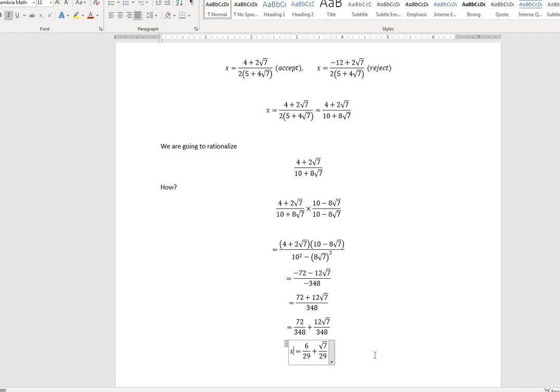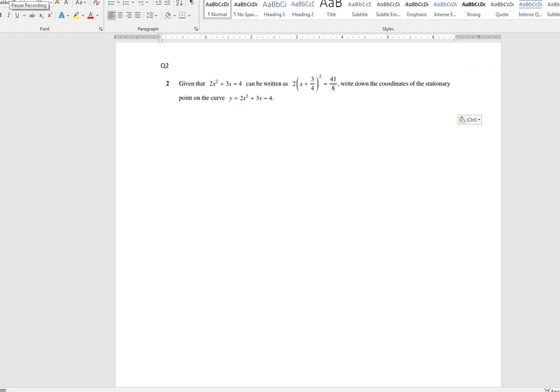So I hope you understand this question 1. If you have any inquiries, please ask me, don't hesitate. And then this is the second question. Given that 2x squared plus 3x minus 4 can be written as the one over here, write down the coordinates of the stationary point on the curve of this one.